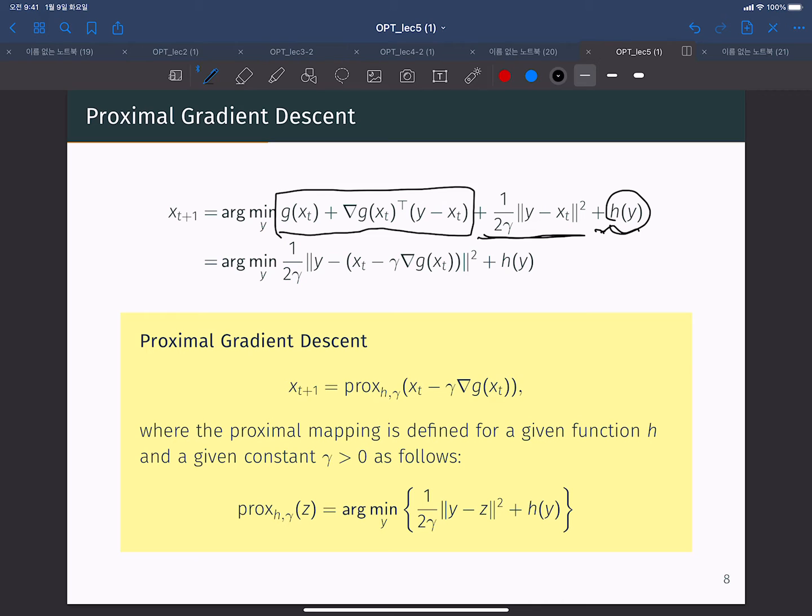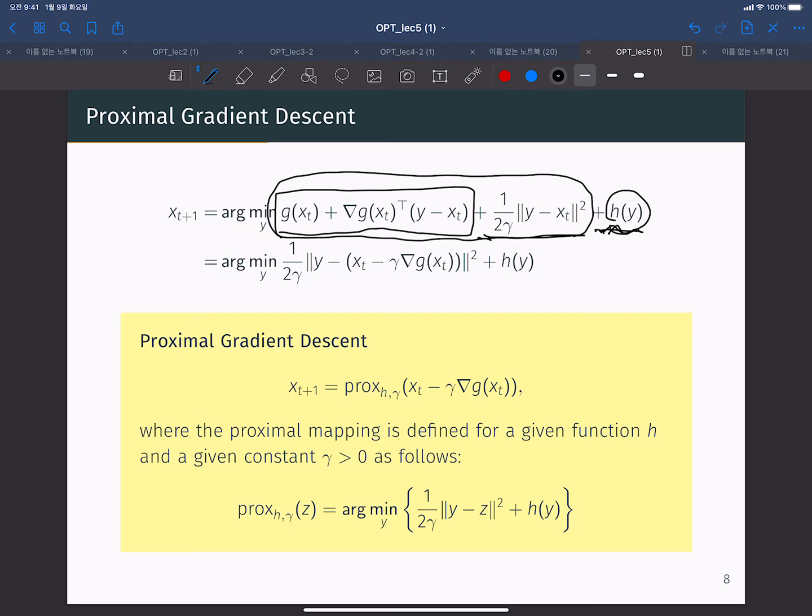Okay? So this part comes from the simple gradient descent algorithm or concept just for the first function g(x), because h(x) can be non-differentiable. And since we are trying to minimize the summation of g and h, we have to consider h as well. So here we just add the h(x) function.